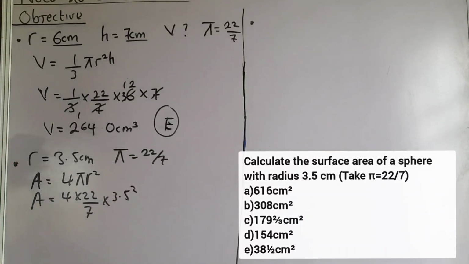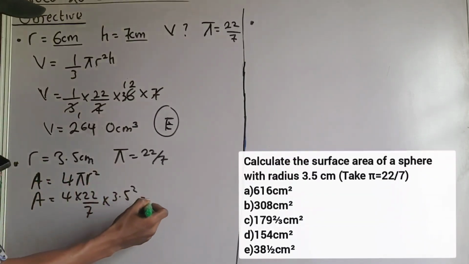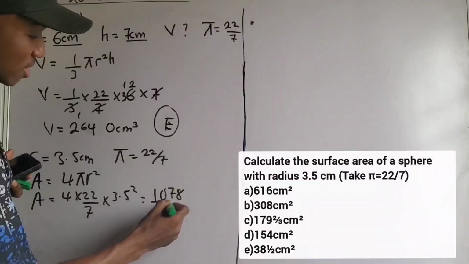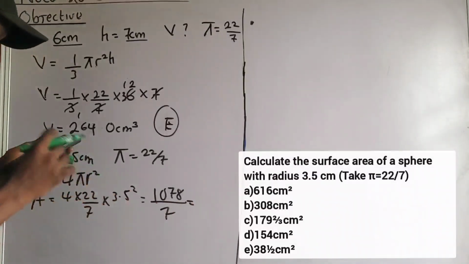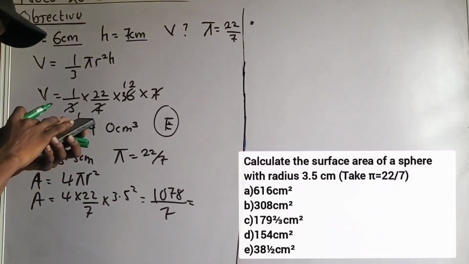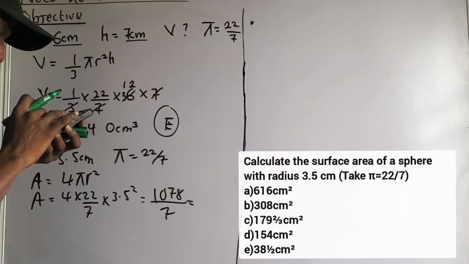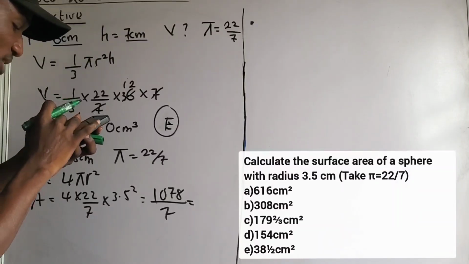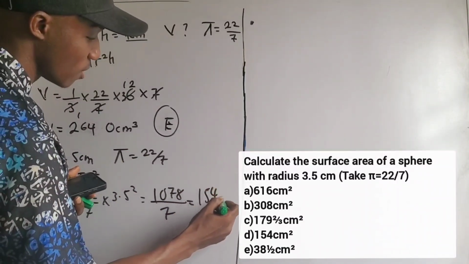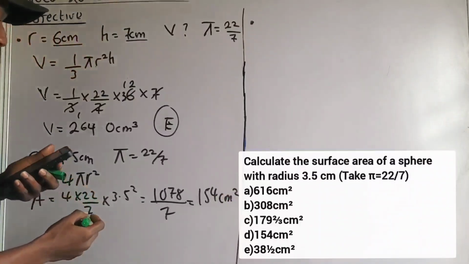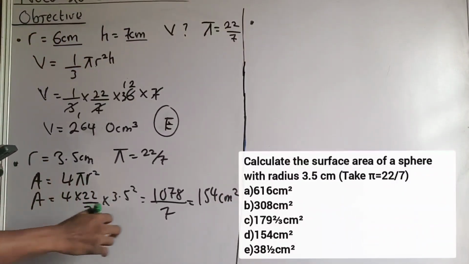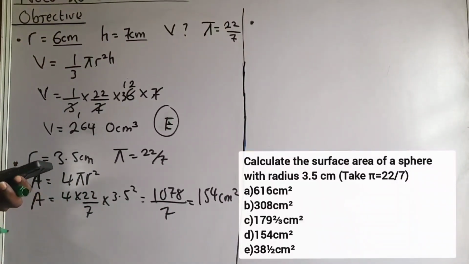Do you understand? Now take the product of the numerator. You're going to have 1078 all over 7. And if you divide this, that is 154, you understand? 154 centimeter squared. Because the radius is in centimeter, the area will be in centimeter squared. Do you understand?